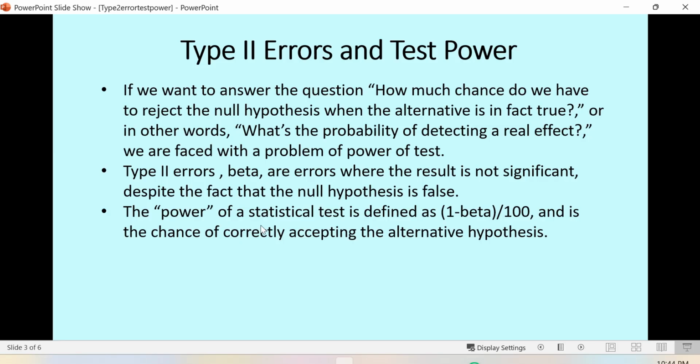So the power of a statistical test is 1 minus beta, and 1 minus beta times 100 gives the percentage. So for example, beta is 0.2. So type 2 error is 0.2. Then we get 80% of the chance that you can reject the null hypothesis and accept a true alternative hypothesis. So this is the power of the test.